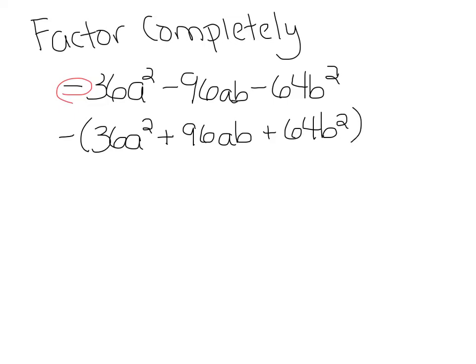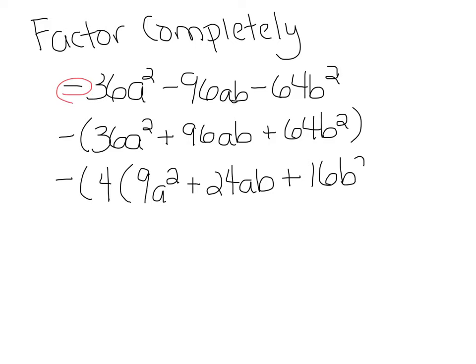Now, if you look inside the parentheses, we first check to see if we have a greatest common factor. I do notice that they all can be divided by 2, but a number that's even bigger is 4. I notice that they all can be divided by 4. So let's go ahead and factor out this 4. That leaves me with 9a squared plus 24ab plus 16b squared. And I'm just going to clean this up a little bit by dropping that parentheses and making that just negative 4.